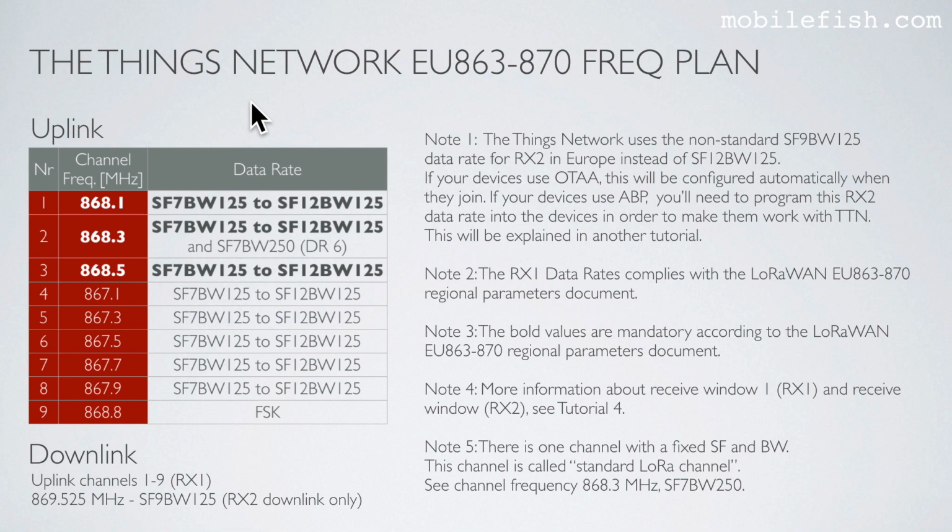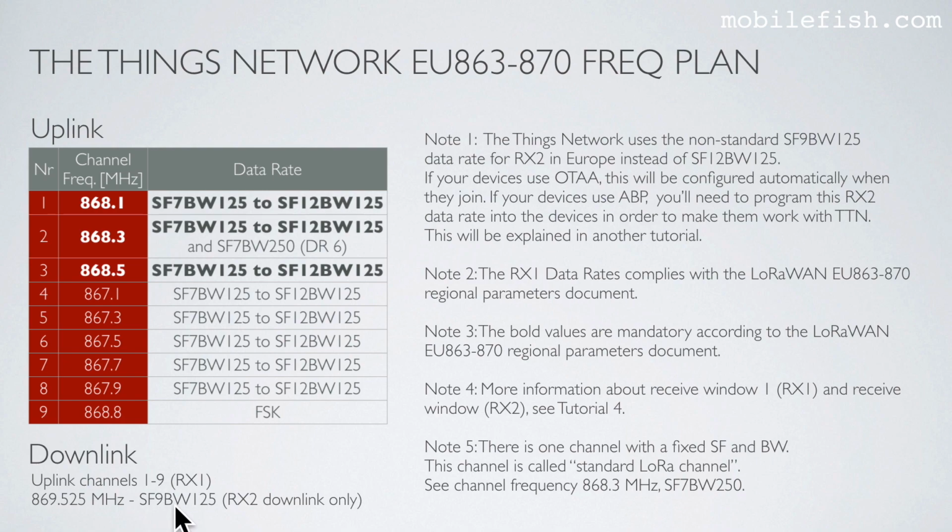The Things Network AU 863 to 870 frequency plan can be found in this table. These are the uplink channels and corresponding data rates. For the downlink, you can use the same uplink channels 1 to 9. It is used for receive window 1. For receive window 2, this frequency and this data rate is used. Now let's go through these notes. Let's start with note 1. The Things Network uses the non-standard spreading factor 9 bandwidth 125 data rate for receive window 2 in Europe instead of spreading factor 12 bandwidth 125.